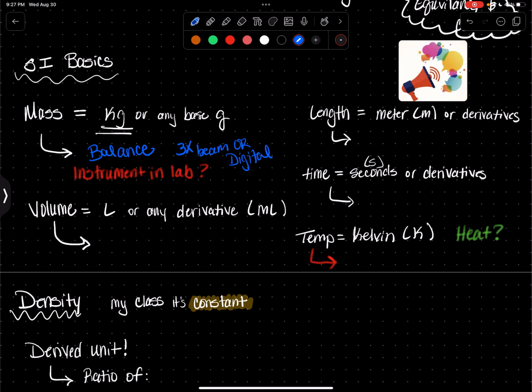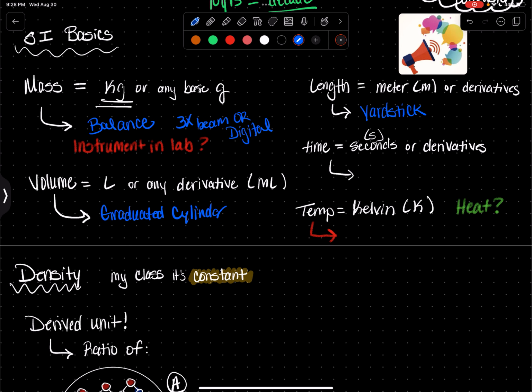For volume, you're going to talk about a liter or any derivative thereof. So milliliter, deciliter, centiliter. And they're used to find out with a graduated cylinder. Graduated cylinder, meaning that measured glass tube we'll use in lab. For length, you're talking about a meter or any derivative of a meter. So decameter, kilometer, any meter is length. Length is found out by a yardstick. And there's also some other fancier versions of stuff on wheels that we can use to walk out things. But the basic thing is a yardstick or a ruler.